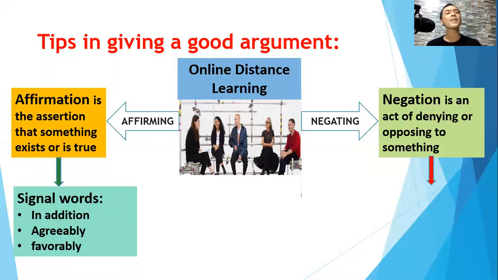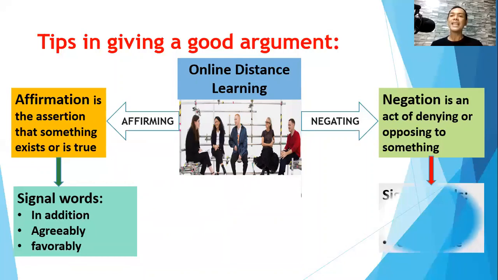So these are some signal words on affirmative sides, such as in addition, agreeably, favorably. So you have to clearly start that way to clearly state your argument, right? Especially in the argumentative statement, in presenting your evidence, and at the same time, in explaining your stand, why you are favorable, why you are adding something, what information or facts are to be added.